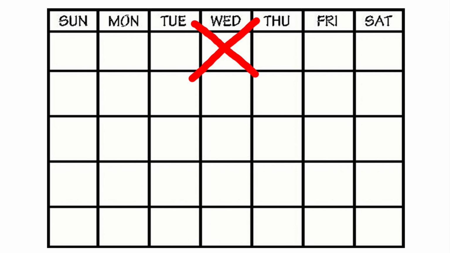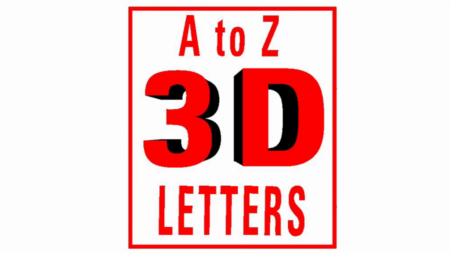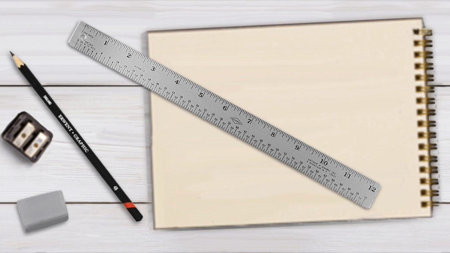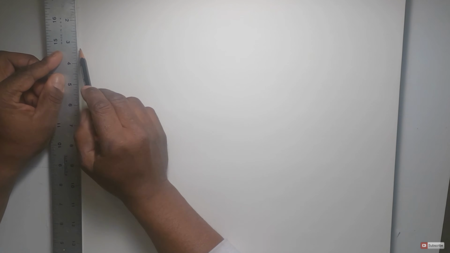And today I'll be taking you through the steps needed to create 3D letters from A to Z. If you'd like to follow along, all you need is a pencil, a ruler, eraser, and a sketch pad or paper.